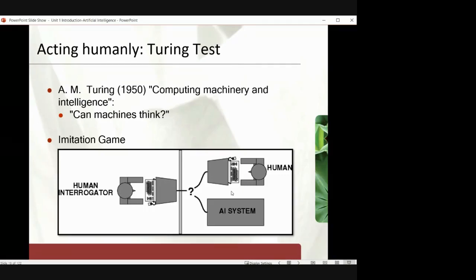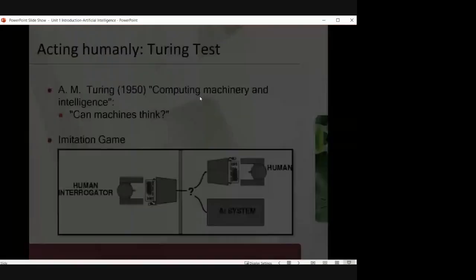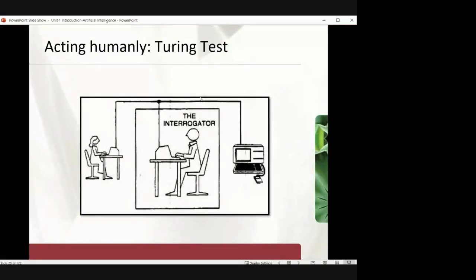Now in this particular game, what A.M. Turing is about to prove is that if the system acts like a human, then we can say that this is the AI system. So that is what acting human is, and the test is called the Turing test.